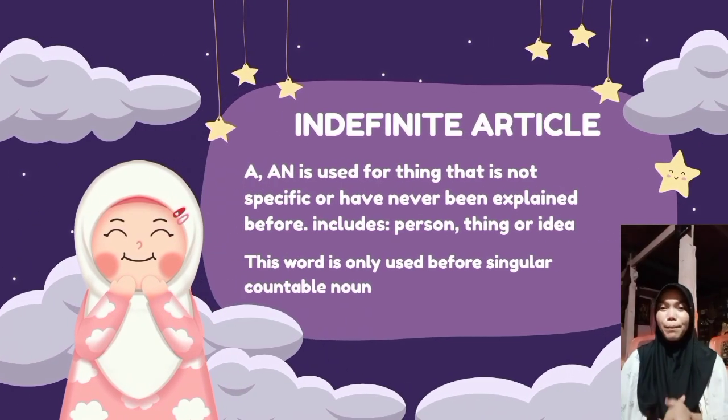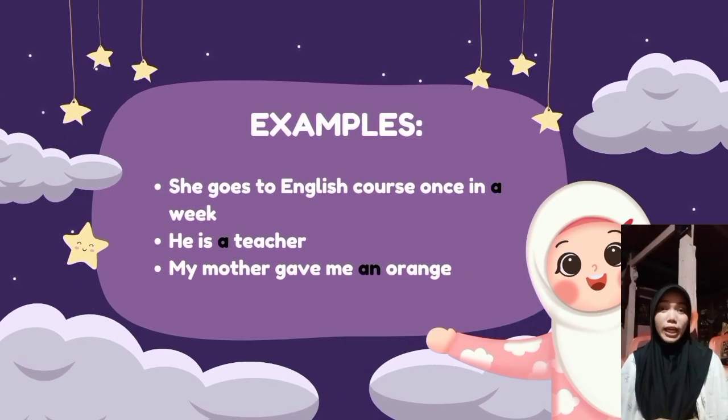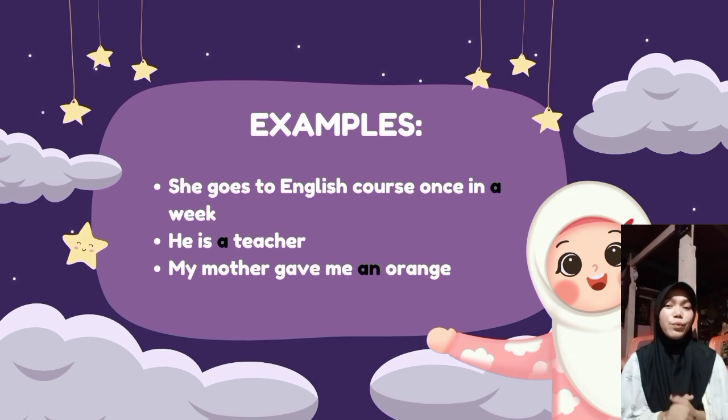For example, she goes to English course once a week. The word week actually can be counted like 2 weeks, 3 weeks, and so on. So if it refers to only 1 week, we can just use a. He is a teacher. Let's see a teacher in the sentence, still unspecific. So we need to put a as well as this other sentence. My mother gave me an orange.